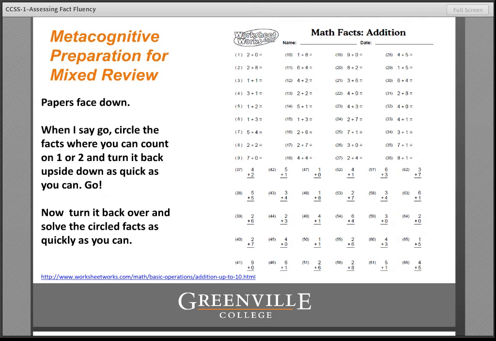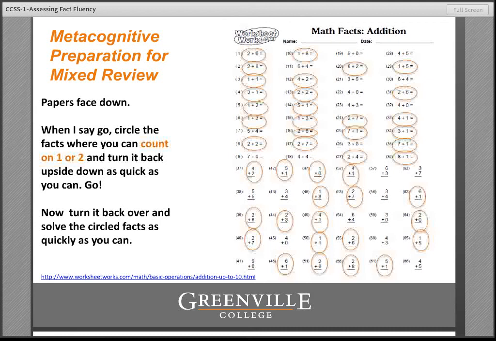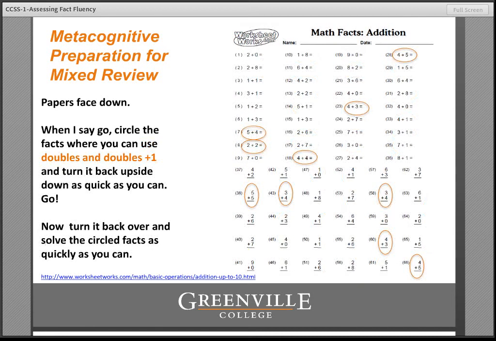And then when everybody's ready, you can say, okay, when I give the word, I'm going to have you turn it over and begin to solve as efficiently as you can using only the ones that you've circled. And so you have them turn it over and solve, and eventually you have them solve all of them. In this case, you see one where they circled all the ones they could do, count on +1 or +2. And this one's all the doubles and doubles +1 facts that they could find.